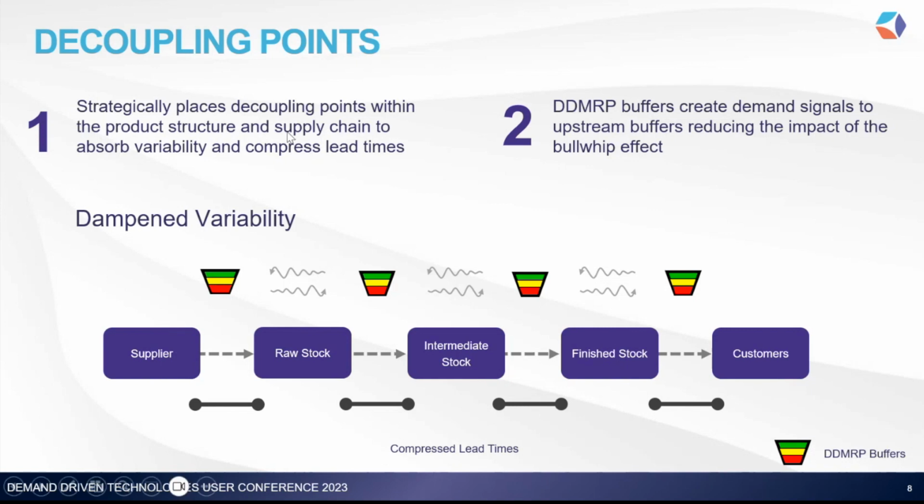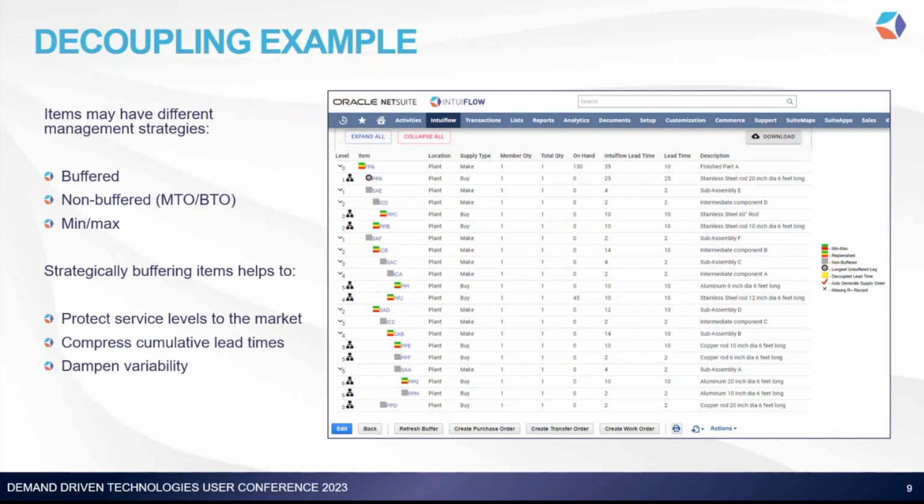So for example, if we apply a buffer at the raw material level, typically the lead time from our suppliers is the longest lead time that we have. Like Chad talked about earlier, the longer the lead time, the more at risk of variability we are. So it's very beneficial to place those buffers there to decouple us from that. And by placing them throughout the value stream, we can shorten our planning horizons, compress lead times, absorb variability, and the like. And so here is an example of that within a bill of material for a make part.